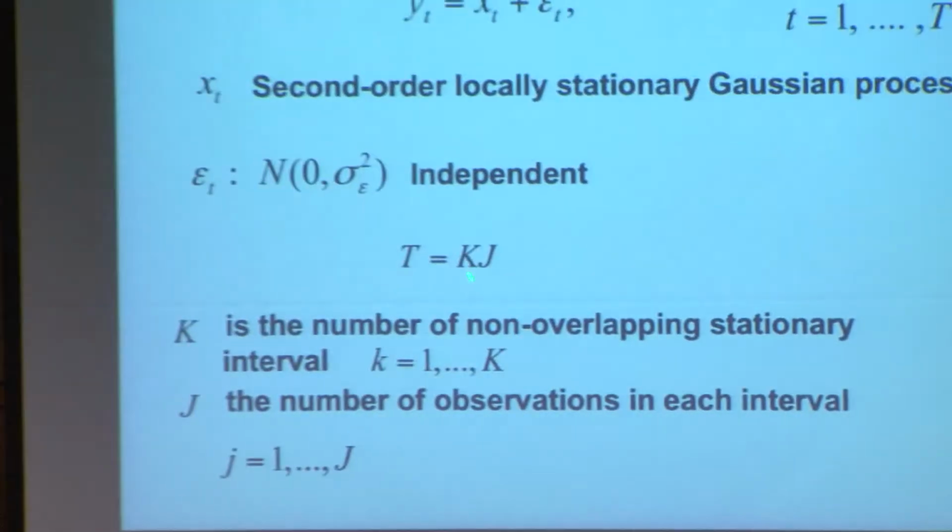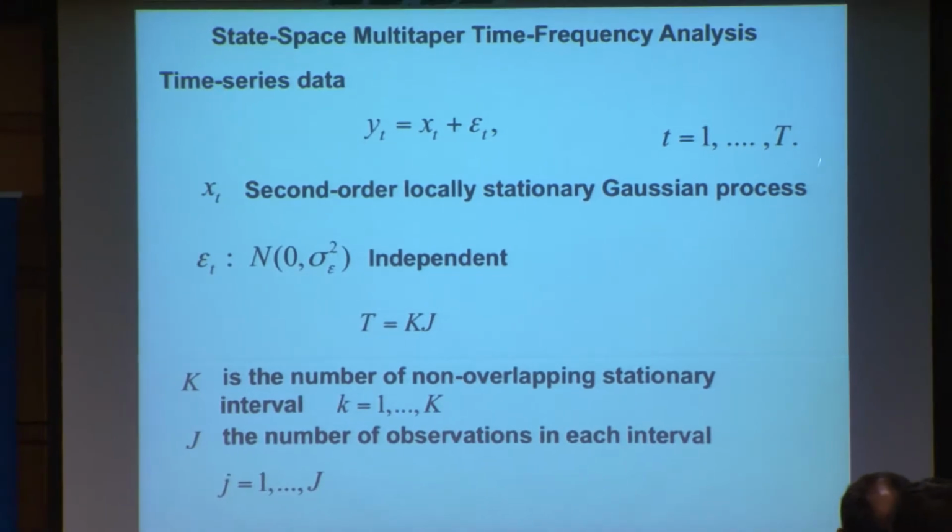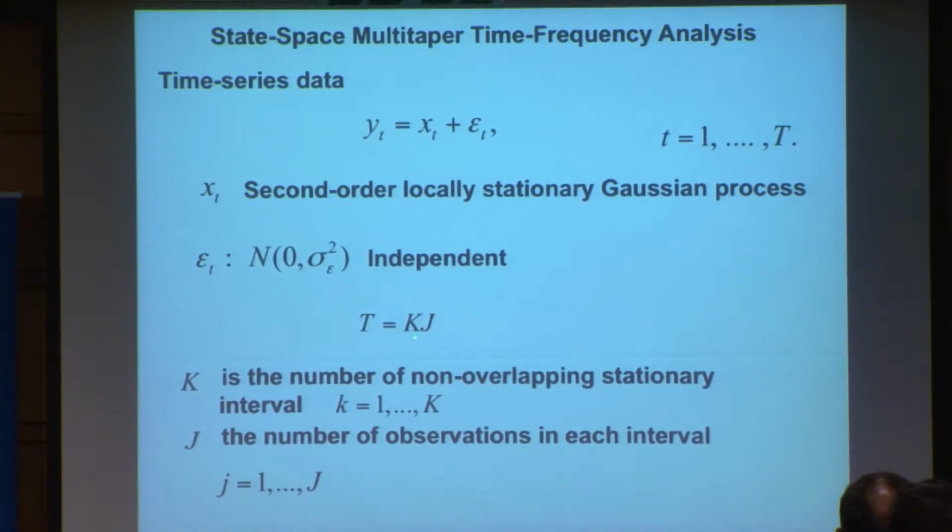Very standard assumption that we use practically, because time series theory is built on stationary behavior, and then you move a window along. So I'm just going to make that assumption. And I'm going to assume things are Gaussian here. We can make it weaker, but it'll make life simpler. So if I have a series of length T, I'm going to break it into K non-overlapping stationary intervals, and on each interval, I'm going to have J data points. So that's the setup.